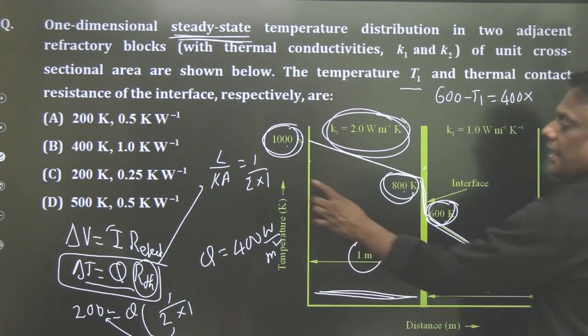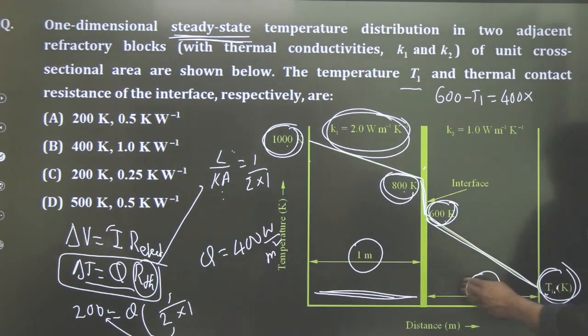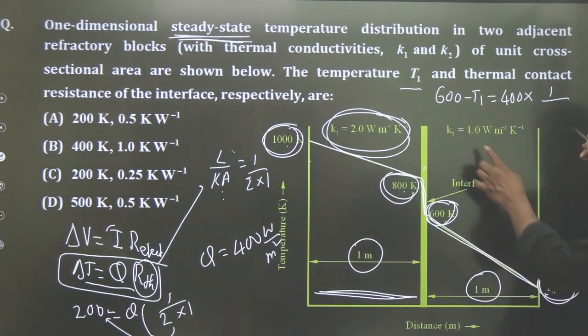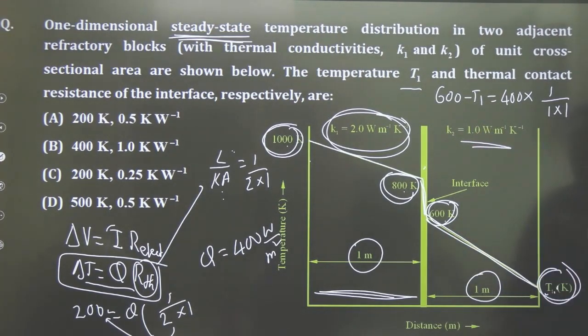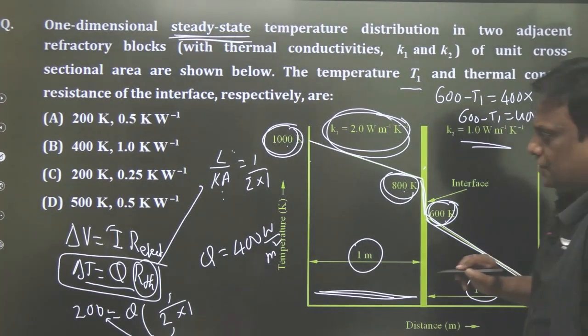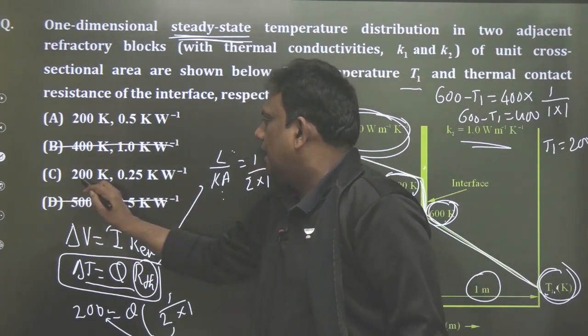What is R? L by Ka. What is the length or thickness? Thickness is 1 by K. This has a thermal conductivity of 1 and the area is 1. So 600 minus T1 is equal to 400. So T1 is equal to 200. Is it 200? Yes, my dear students, it is 200. So 400 is not correct, 500 is not correct, it is 200.